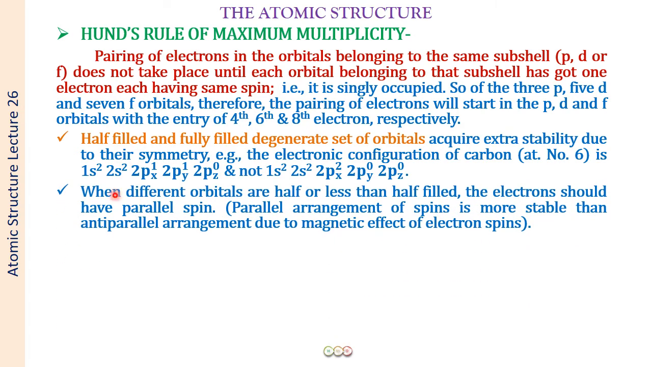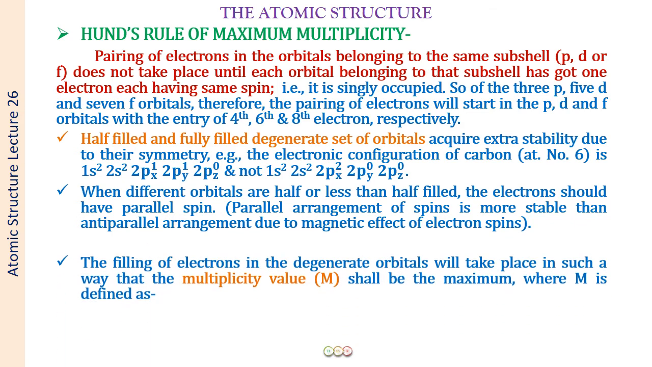Now when the orbitals are half or less than half filled, the second part of the story is that the electrons should have the same spin or parallel spin. So why is it so? Well, this is because the parallel arrangement of spins is more stable than the anti-parallel arrangement due to the magnetic effect of electron spins. So remember that we have to first fill them halfway and then start the pairing, and these electrons should have the same spin also.